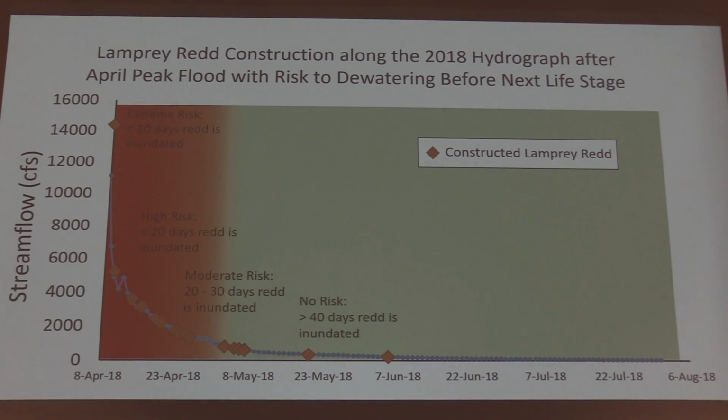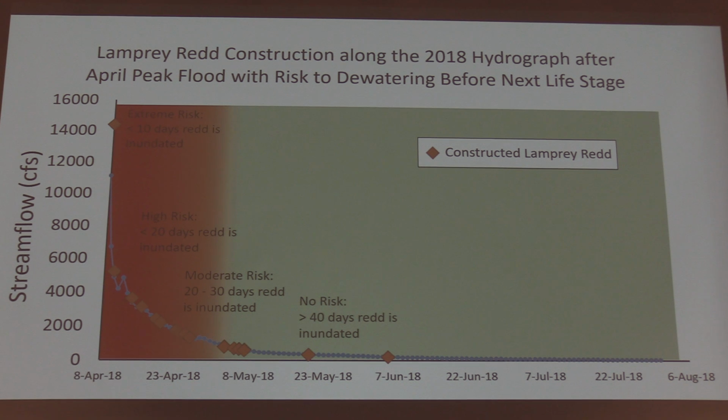So this is what that graph looks like with the risk analysis. As you might imagine, the redds constructed earlier in the year during those super high flows were at a much higher risk than those constructed later on during lower flows. Knowing that it takes about 20 days for eggs to hatch, I designated the earlier constructed redds as having high risk because I was able to calculate those as having either less than 10 or less than 20 days inundated.